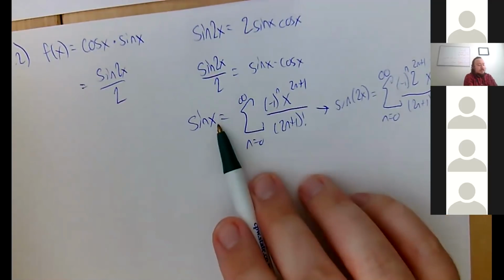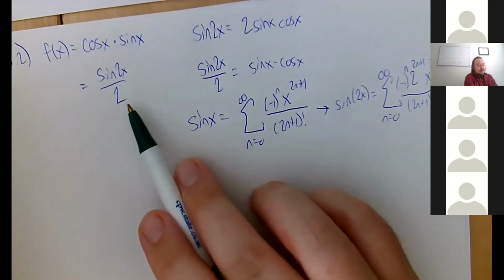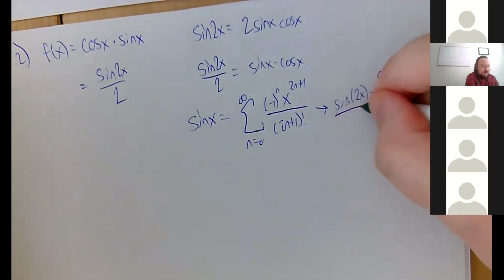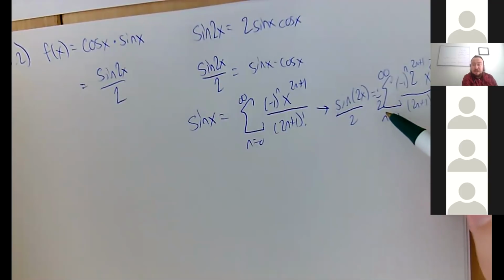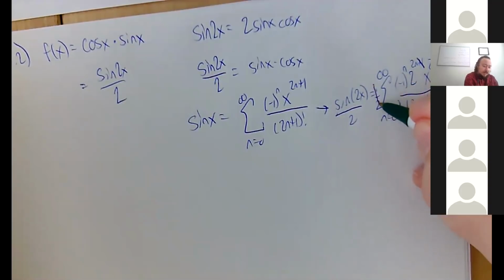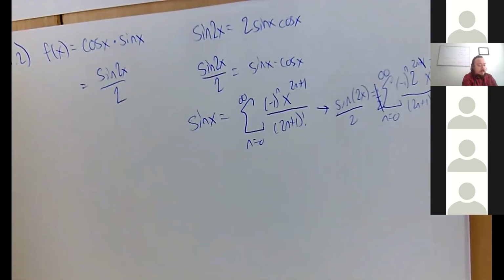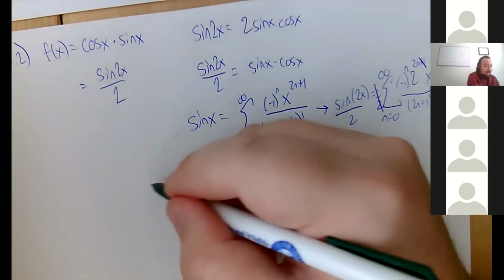Now, remember, I don't want sine of 2x exactly. I want sine of 2x divided by 2. So I'm going to divide both sides of this by 2, or multiply by a half here. All right, now notice I have 2 to a power already in my series, right? So I have 2 to the 2n plus 1 up here, but then I'm dividing by a 2 right here. That means that this plus 1 power will cancel out with that 1/2. Now I have 2 to the 2n, but that's the same as 2 squared to the n.